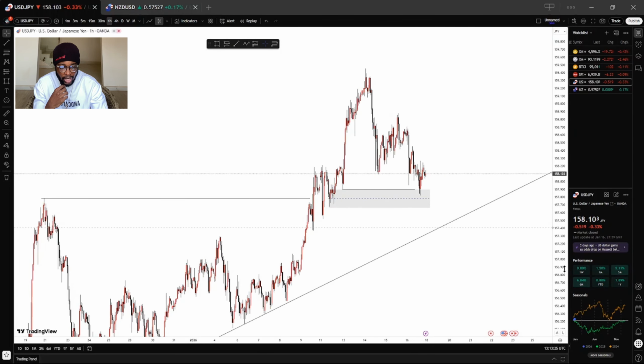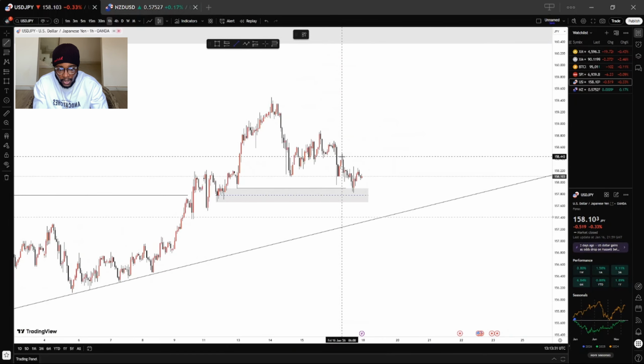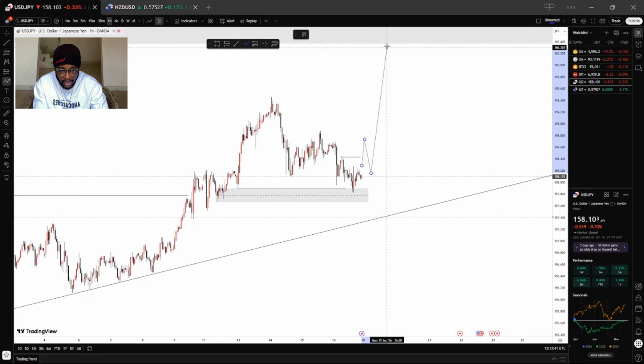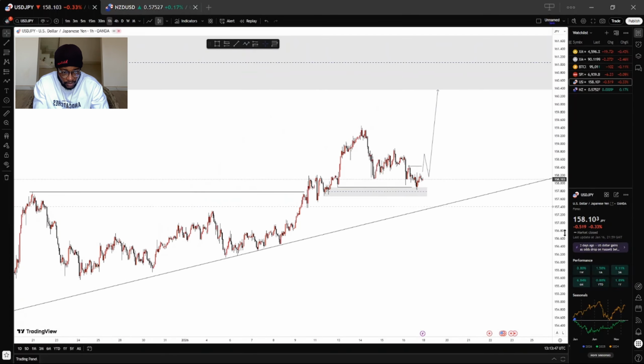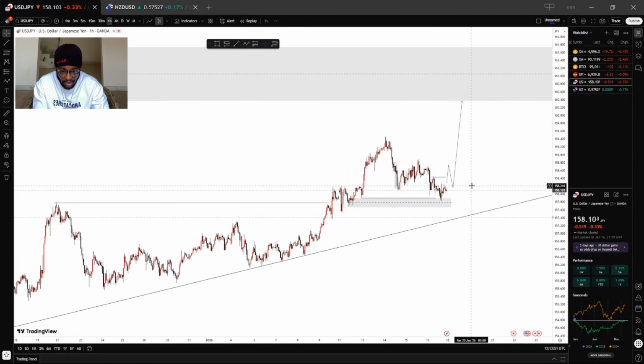Okay, so do you know what I'll be expecting on UJ? If we break past this level, not sweep, we break past it and we pull back, I'll be entering on the pullback and I'll be targeting the 160 to 162 level, right? It makes sense, right? So I'll be looking for this on UJ.